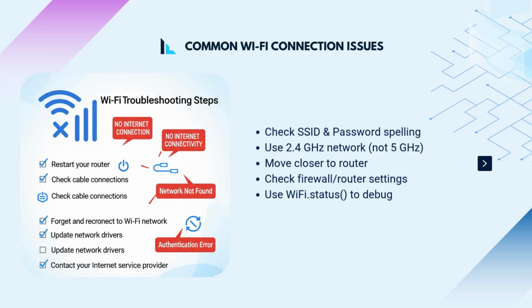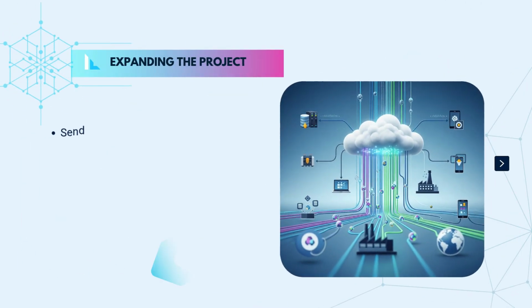You can also use Wi-Fi.status to debug connection states like WL_CONNECTED, connected. WL_IDLE_STATUS, waiting to connect. WL_DISCONNECTED, lost connection. Once you've connected to Wi-Fi, the possibilities are endless.